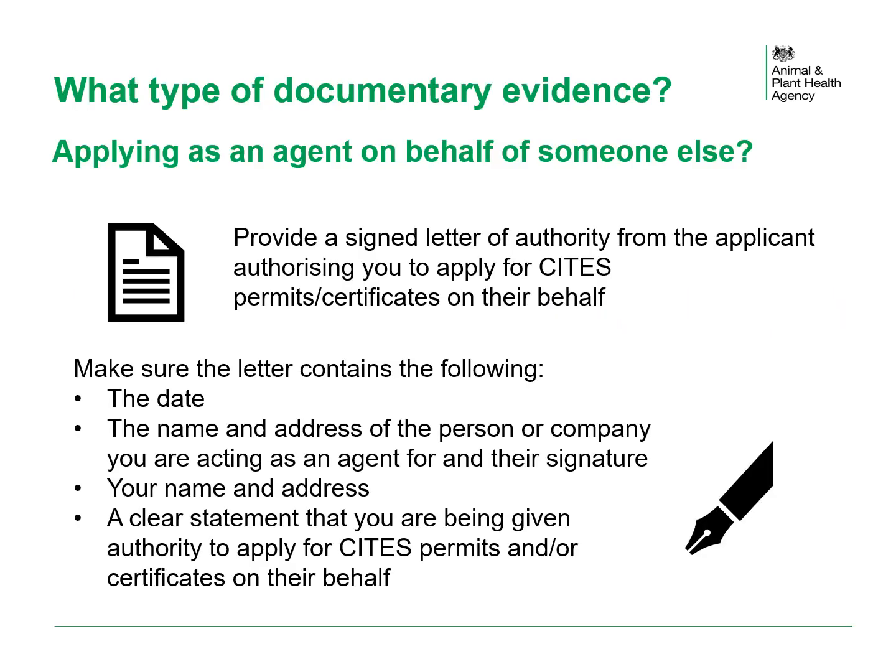Firstly, are you applying as an agent on behalf of someone else? In that case, you will need to provide a signed letter of authority from the applicant authorising you to apply for CITES permits and certificates on their behalf. Make sure the letter contains the following: the date, the name and address of the person or company you are acting as an agent for and their signature, your name and address, and a clear statement that you are being given authority to apply for CITES permits and certificates on their behalf.